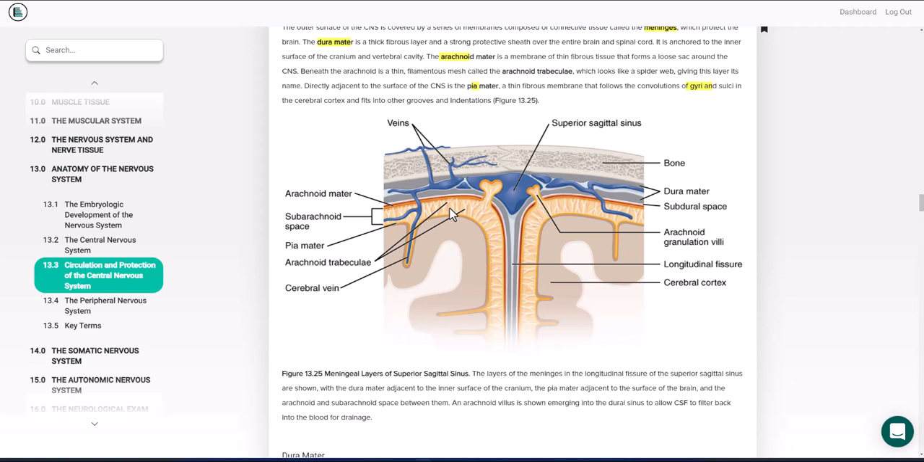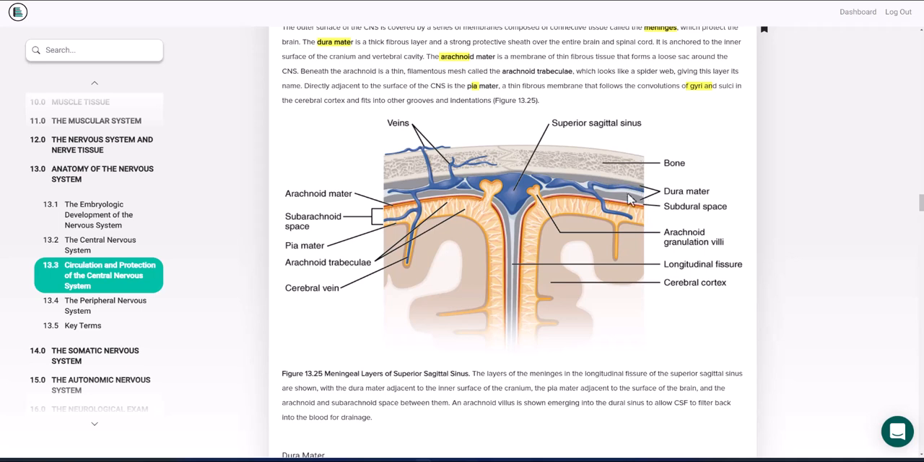Subarachnoid suggests that it's deep or under the arachnoid. So here, the arachnoid mater is sort of the orangey color, okay? The deeper orangey color. That's the arachnoid mater. Again, from that layer, you have the spider webby looking layers. And then finally, there's the dura mater. And the dura mater is this much thicker layer. It's shown here in gray. It's pointing to two parts of it, if you will.